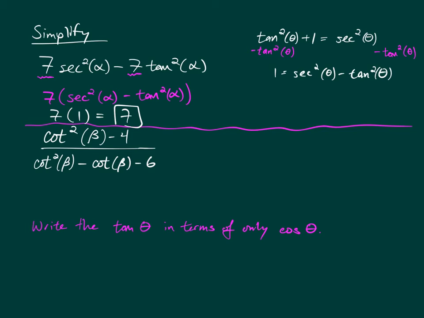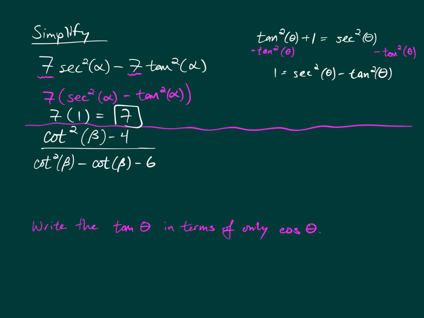So while you're going through and simplifying trigonometric expressions, you'll want to take notice: are there two trigonometric expressions being squared? If so, is there a Pythagorean identity that relates those two? And you might have to manipulate the equation a little bit, but secant squared minus tangent squared is the same thing as 1. So that simplifies down really nicely. And the final answer is 7.